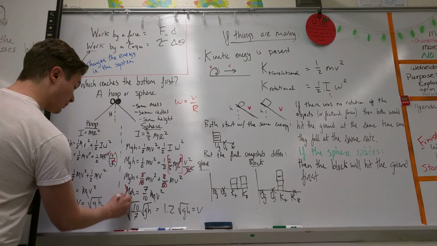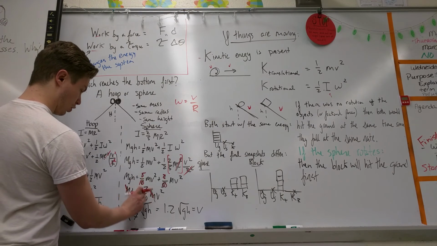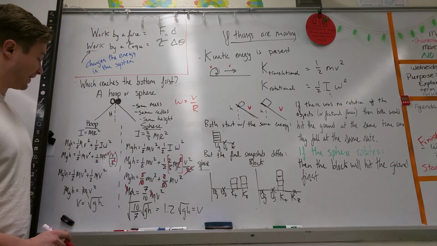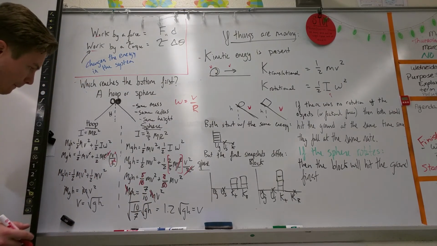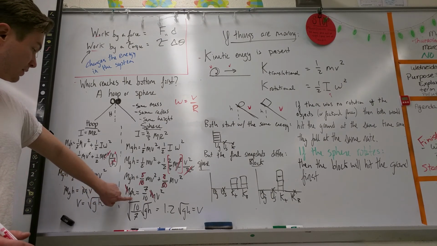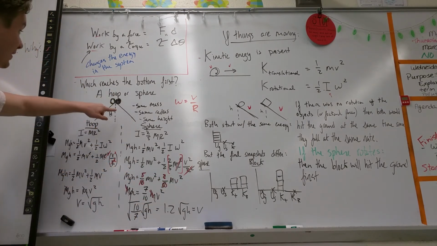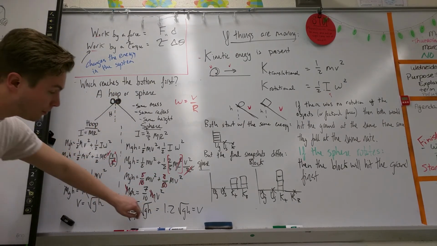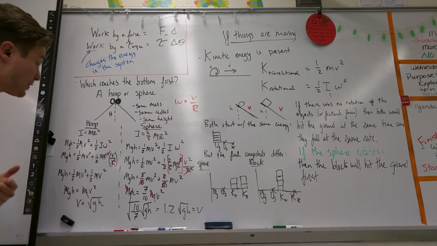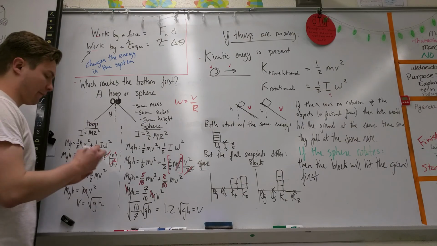There's an m in both terms, so I cancel out the m's. And I move this term over to the other side by multiplying by 10 and dividing by 7. So my ultimate value for v is the square root of 10 over 7, or 1.2 square root of gh. So the velocity of this sphere is 1.2 times greater than the velocity of the hoop. We would expect this to hit the ground first.